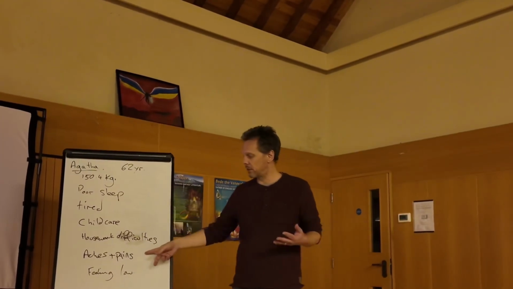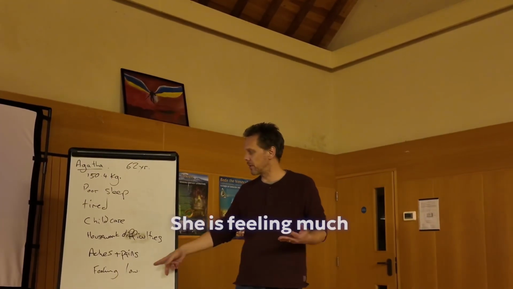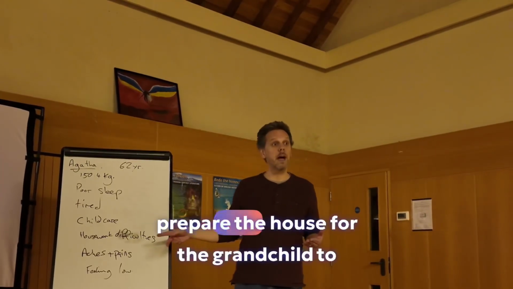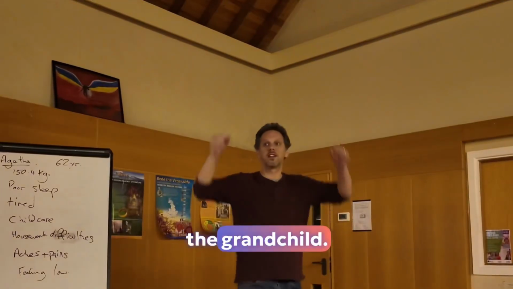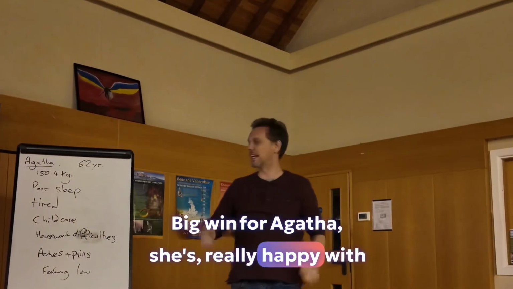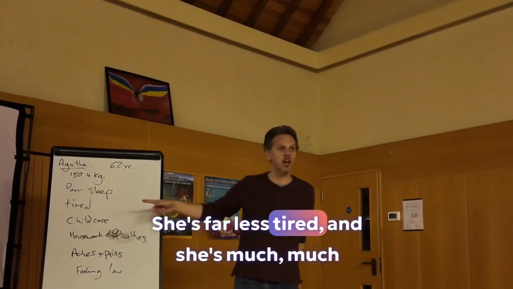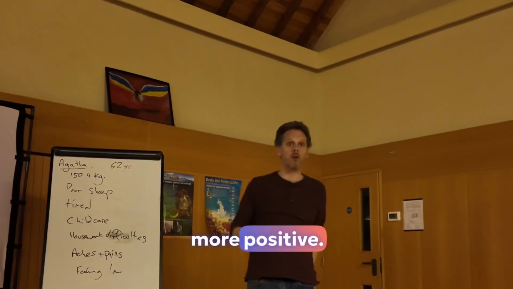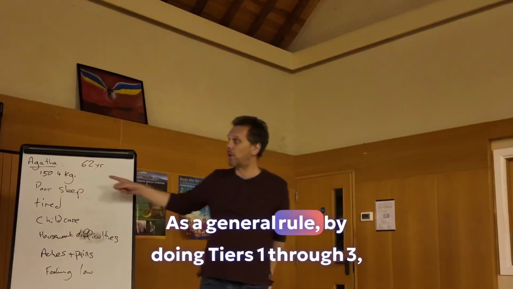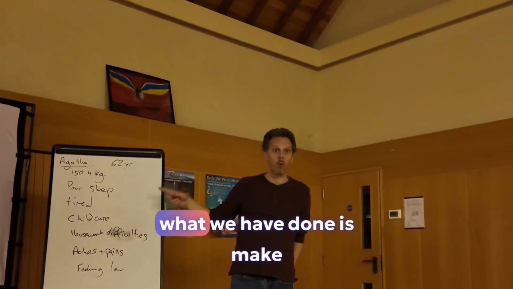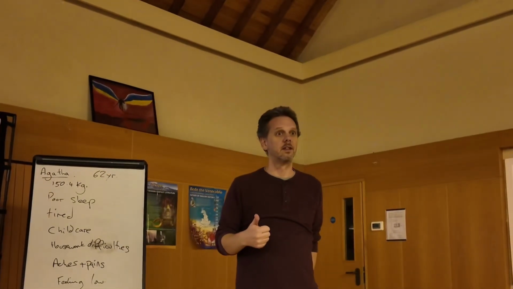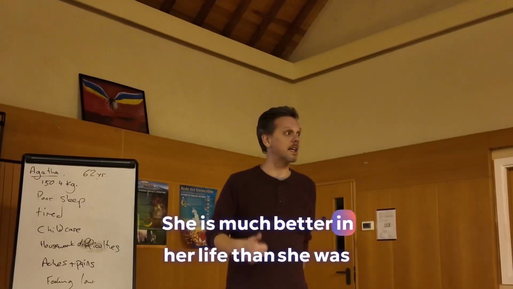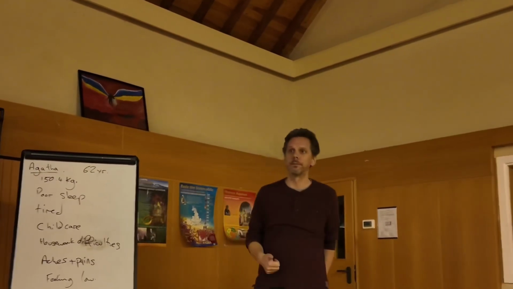She's got less aching pains. She's feeling much better about things. She can do the housework and prepare the house for the grandchild to arrive. She can pick them up and walk around with the grandchild. Big win for Agatha. She's really happy with that. She's far less tired and she's much, much more positive. As a general rule, by doing tiers 1 through 3, what we have done is make Agatha less diseased. She is much better in her life than she was before.